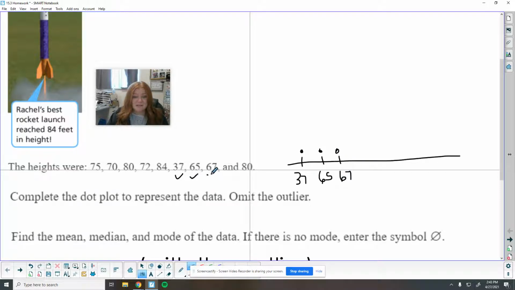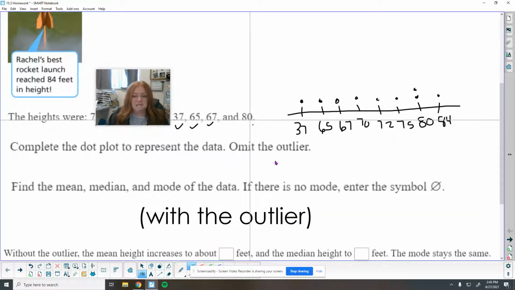So 65, 67, about 70, and 72, and 75, and 80s. This is not a very pretty dot plot. That's okay though. And 84. So there is my dot plot.